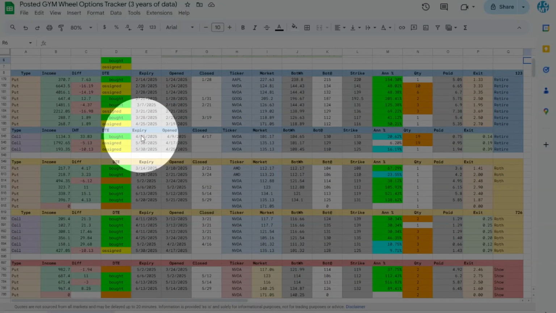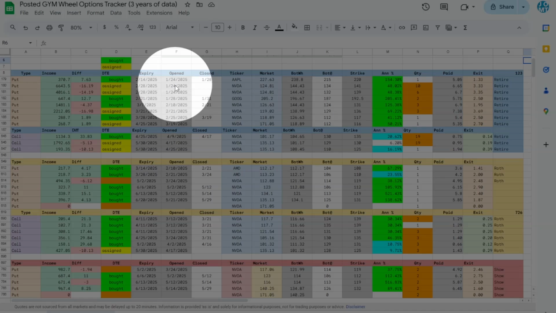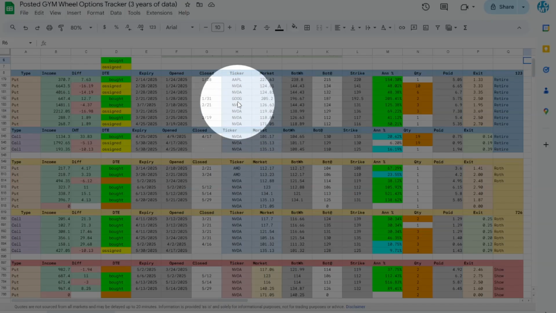Expiry is the contract expiration date. Opened is simply the date I sold the contract and received the premium. Closed is the date I bought the contract back, if I did. Ticker is the stock symbol. Market shows the stock price. If the trade is still open, it's the current price. If the trade is closed, it's frozen at the price when the trade ended.